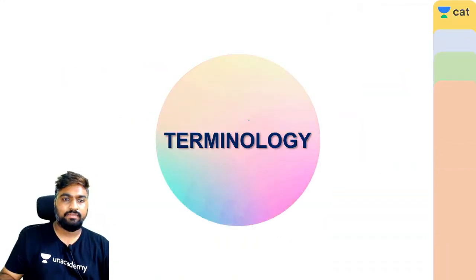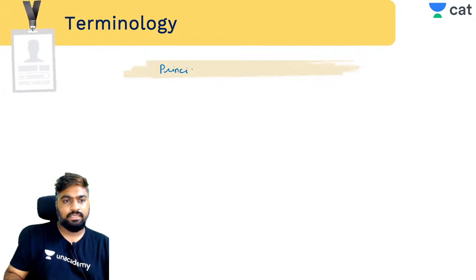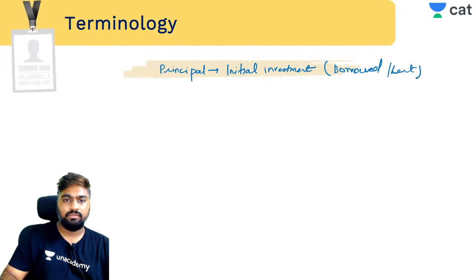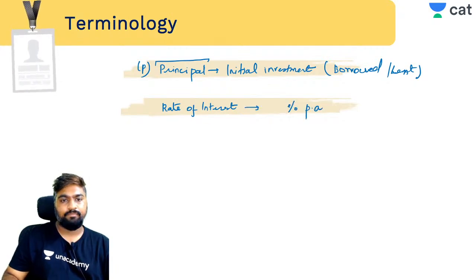Alright, let's start with SI CI. Let's first discuss its terminology. Under SI CI, we have something called principal, which is nothing but your initial investment or initial value, whether the money is borrowed from somewhere or if it is lent to something, either way, this would be your principal amount. This is denoted by P. Then you have your rate of interest. The rate of interest is what is applied every single year. This is always given in percentage per annum. If it is not given in per annum, then it would be given for how many months or for what part of the year this is: half yearly, semi-annually, quarterly, monthly, whatever it is. This is denoted by R.